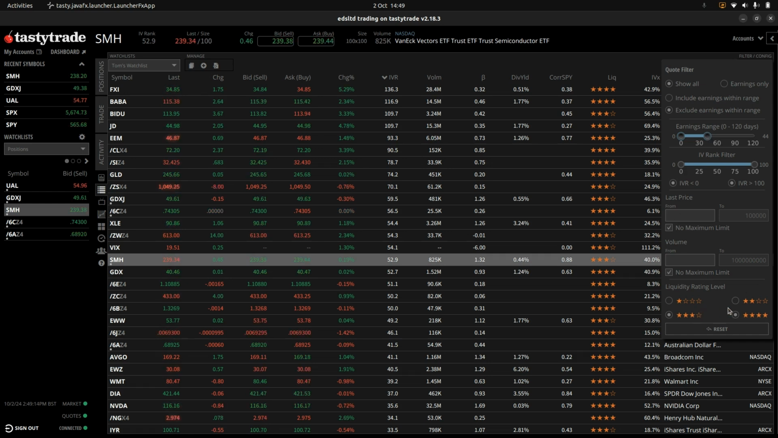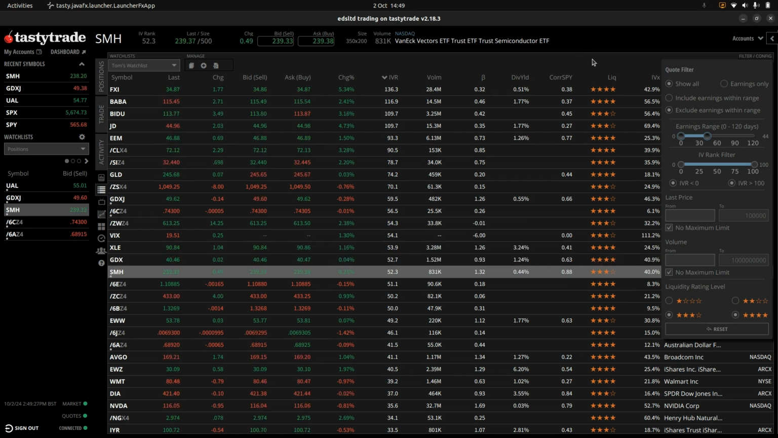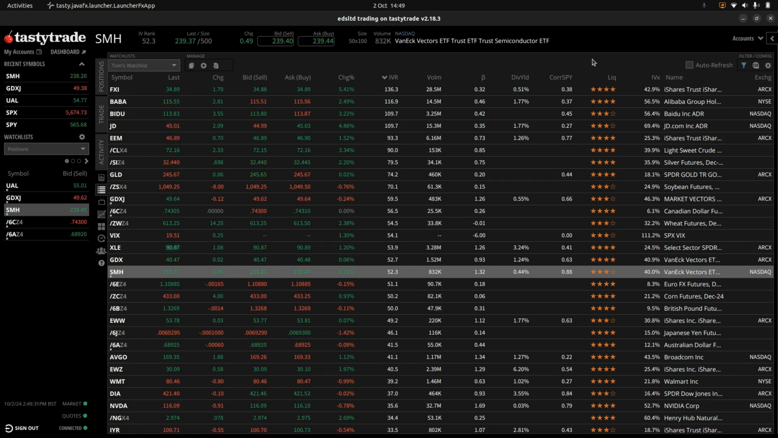And we can also filter out things that have a low liquidity level ranking or rating. The reason for this is we obviously only want to be trading high liquidity stuff. We want to trade tight spreads and we want to be able to get in and out of positions nice and easy. So now what we've got left is a list of underlyings that don't have earnings and they're all very liquid. All that's left to do now is sort everything from high IVR to low IVR.